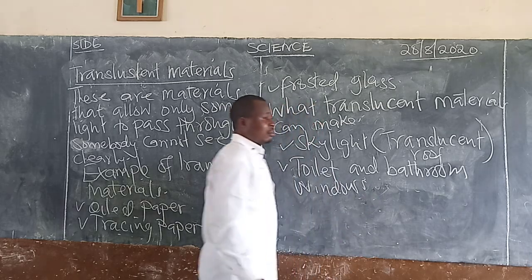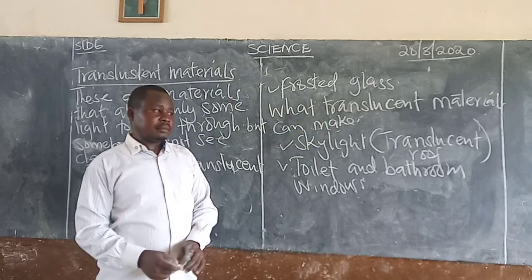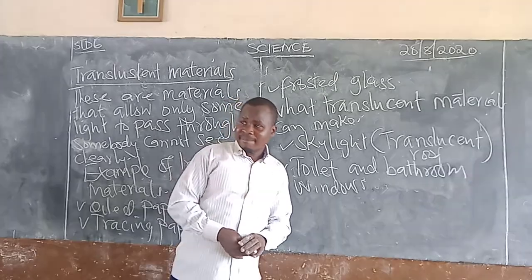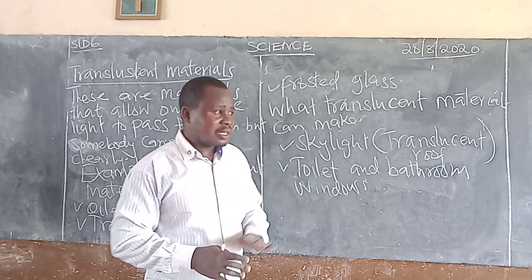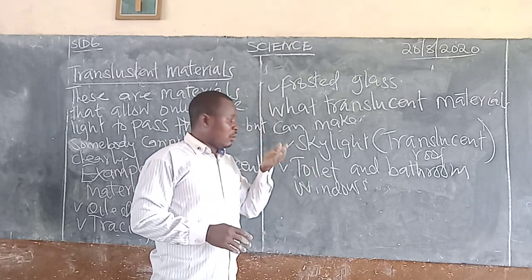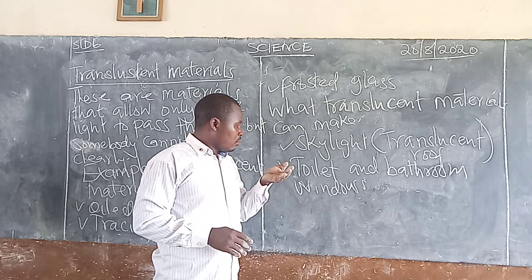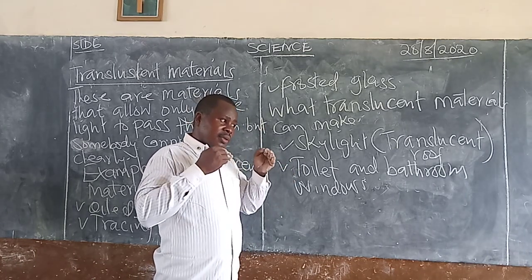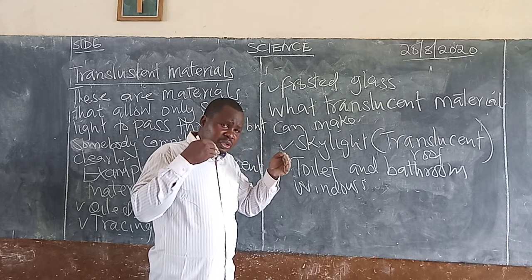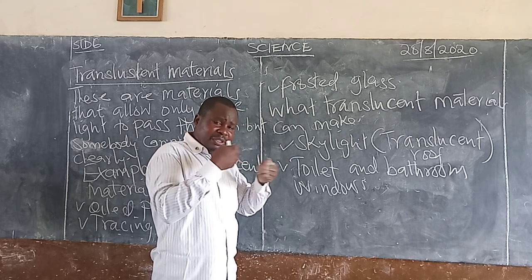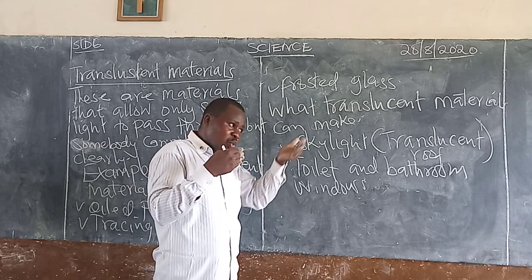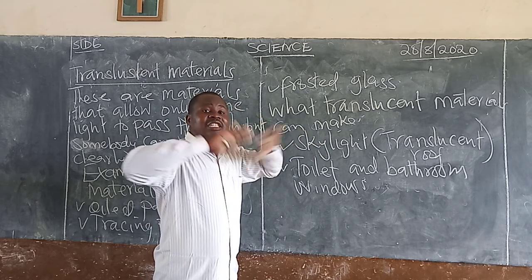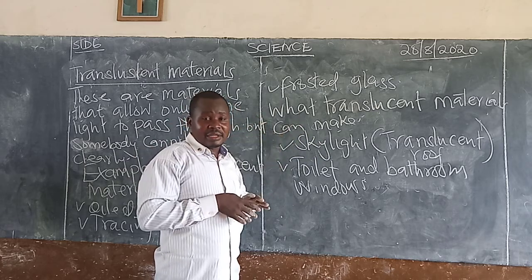Toilet and bathroom windows. Now look at this. In toilet and bathroom windows, I don't know if you have it at home, there are some toilet windows or doors where you can't see somebody who is inside. You can't see that person clearly, and the person who is inside cannot see you clearly, but you can see there is a shadow, which means there is somebody inside there.